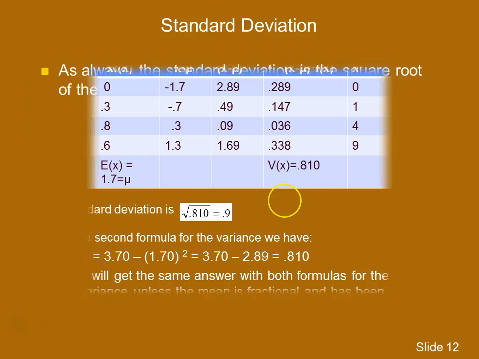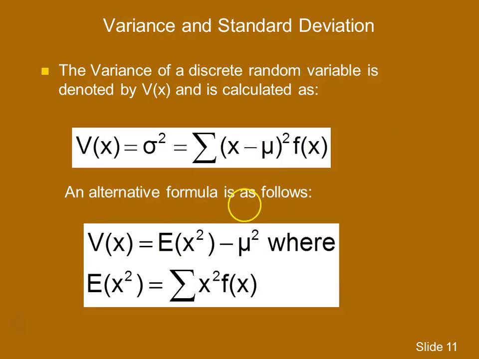If you want to use the second formula, again, we already know the mean mu is 1.7, and we need to square that. The only other thing we need here is to square the x's and multiply them by the f of x's and add up the result, and then plug that into the formula.